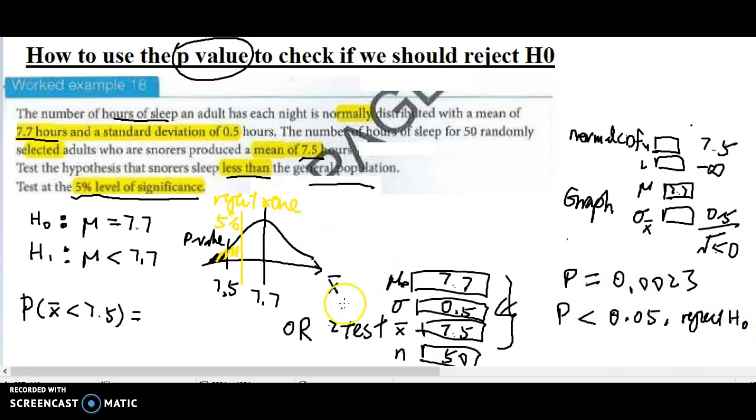Now try to use the z-test from your CAS calculator. You go to menu and then hit 6, 7, and then you will see z-test on the top. Okay, thank you very much.